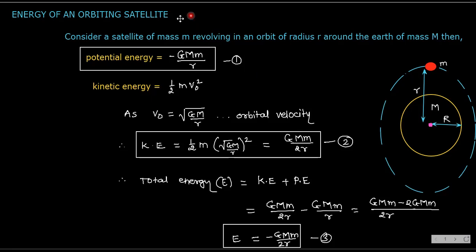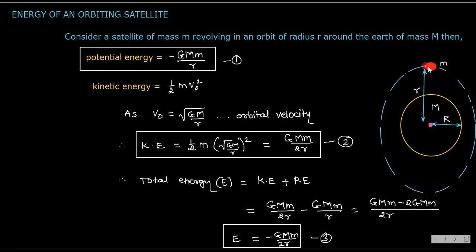So in today's class, we are going to learn the energy of an orbiting satellite. You can see here in the diagram, this is one planet, or you can say Earth, and this red one, whose mass is small m, is a satellite which is orbiting around this planet. It is orbiting in this orbit. The dotted line is the orbit. And from the center of this planet to this satellite, this distance is small r.